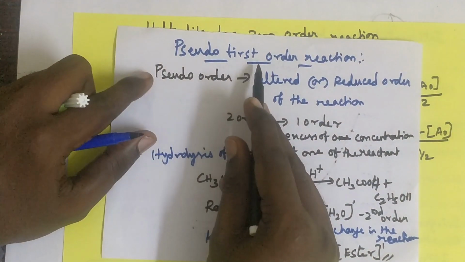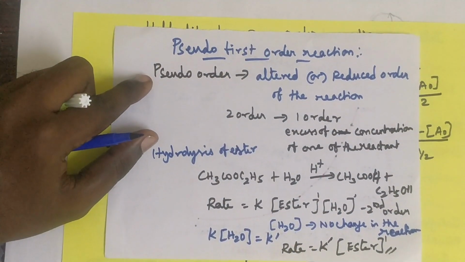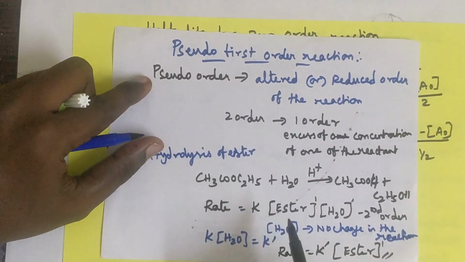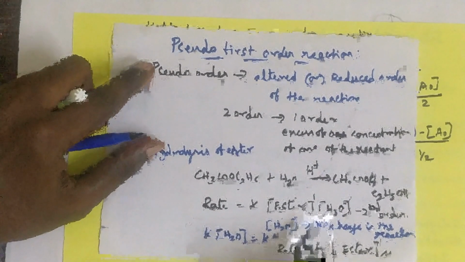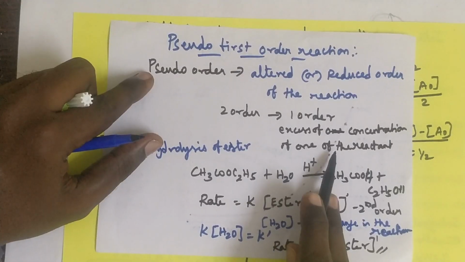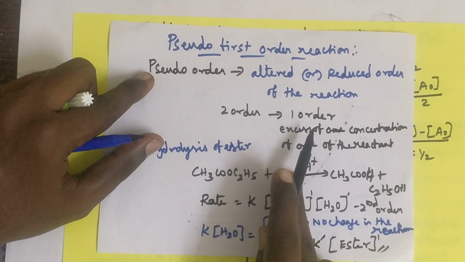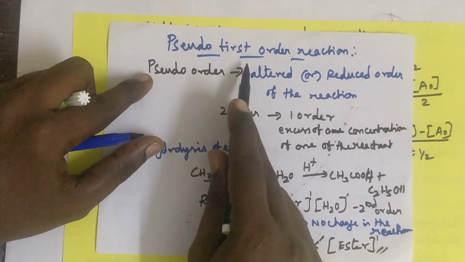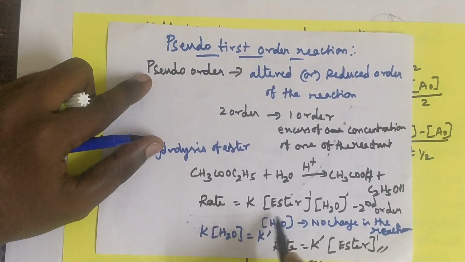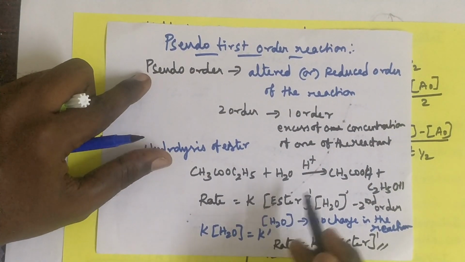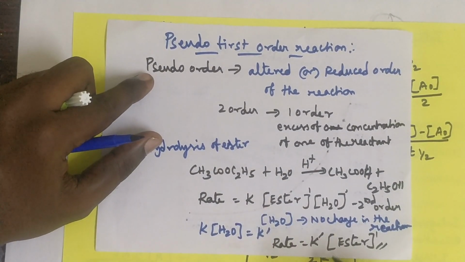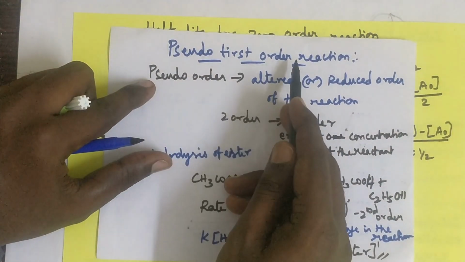It is called a pseudo first order reaction. Pseudo order means reduced order. Pseudo first order means that in a reaction, by increasing the concentration of one of the reactants, it is converted into first order. Remember, in a second order reaction, by increasing the concentration of one of the reactants and converting it into first order, the reduced order is called pseudo first order.